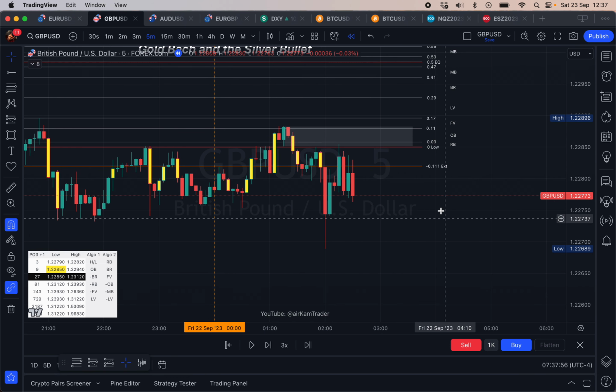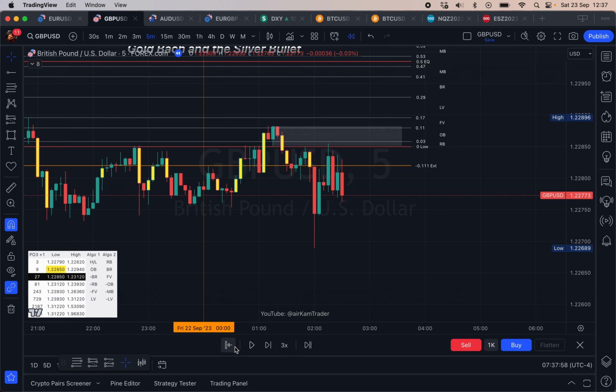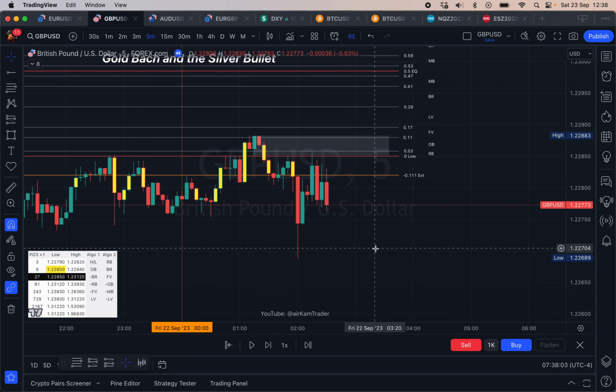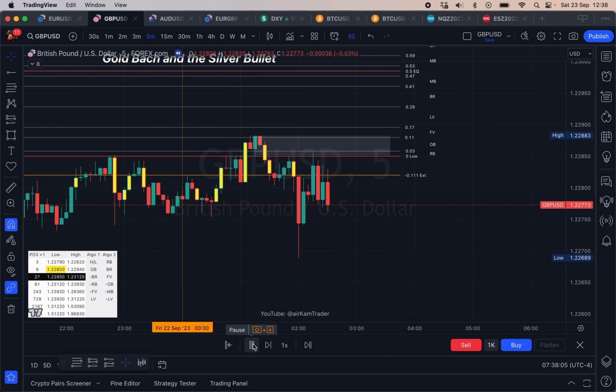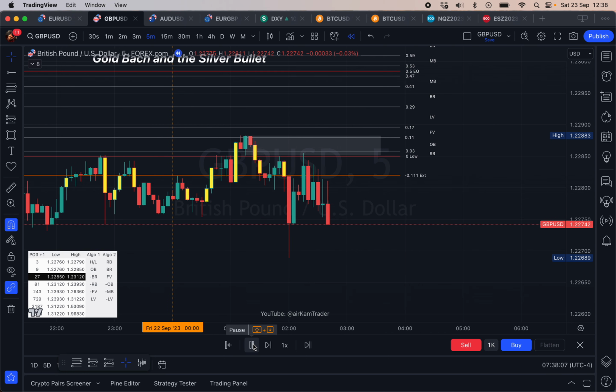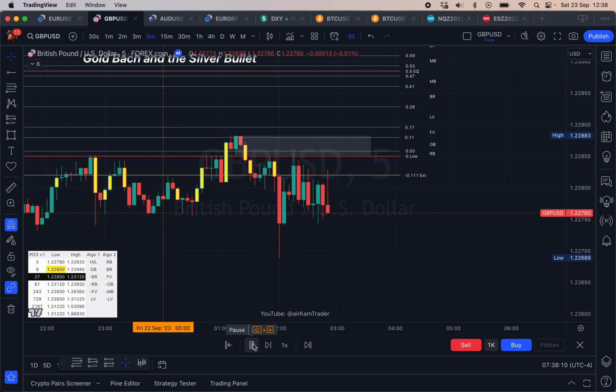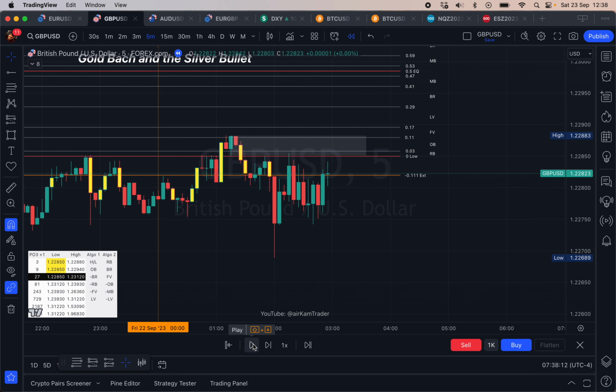Now, let's see what happens. Let's play this forward a little bit. So at 3 a.m. we had high impact news. I believe it was month-on-month retail figures for GBP USD. Now, as per Goldbach, you could have taken this entry here. You could have shorted it here as we go back into this reclaimed order block.